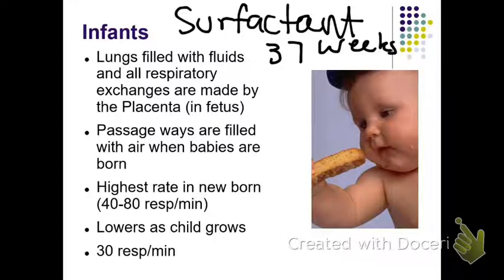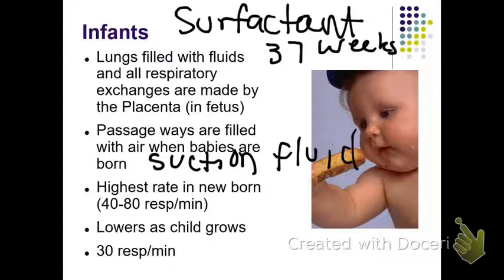That is why when the baby is first born, they use a tool to suction out the fluid so that the baby is able to take its first breath. Now, infants have a higher respiration rate at about 40 to 80 respirations per minute, but as the baby grows and develops, it will lower to about 30 respirations per minute.